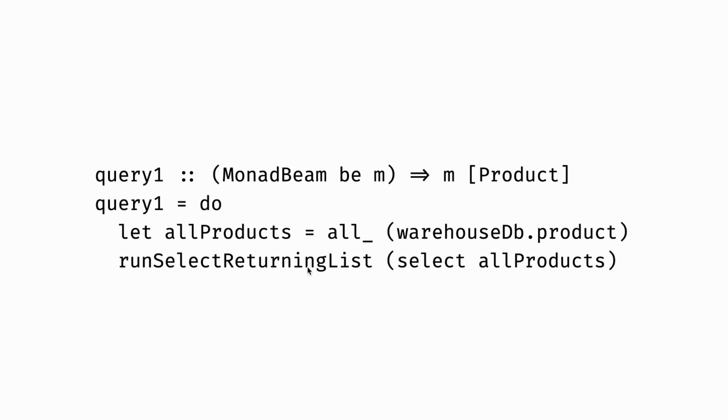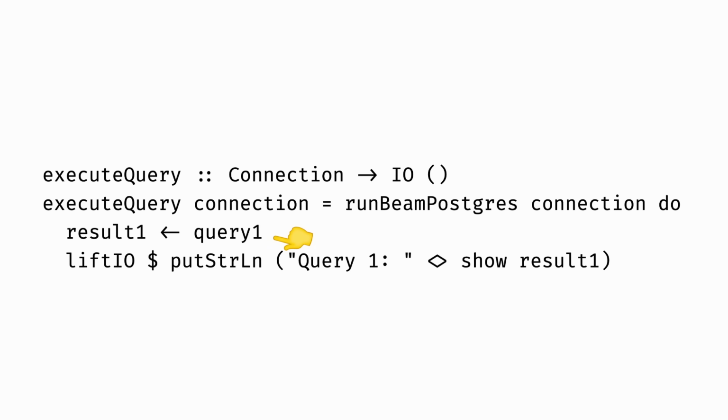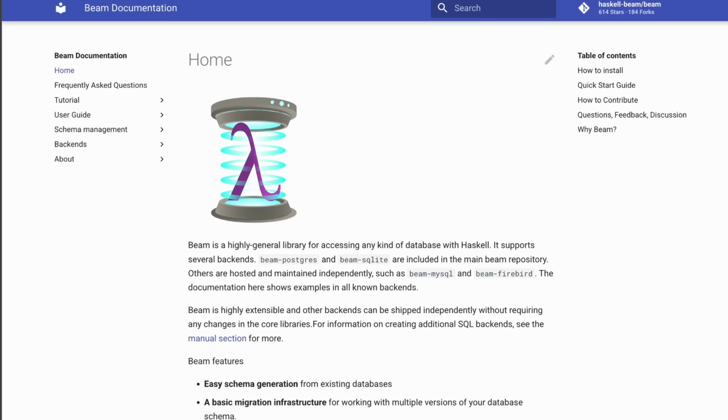We can then execute for a specific database using one of the backends. For example, we can use runBeamPostgres for Postgres, pass the connection, and run that query1 that we saw. And note that we can use the specific backend directly if we want to access the full power of the database and mix and match abstraction and concrete things. If you want, you can see the usage example in the docs or in the linked repository.